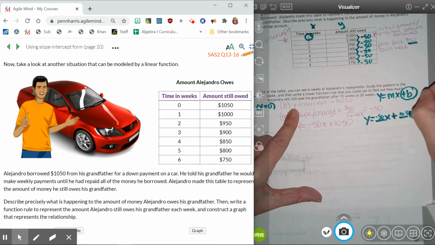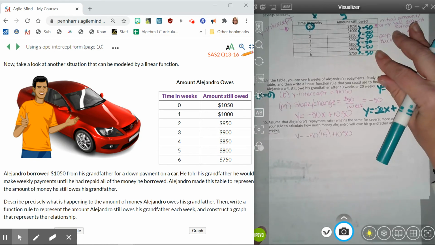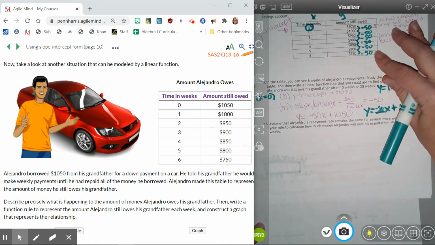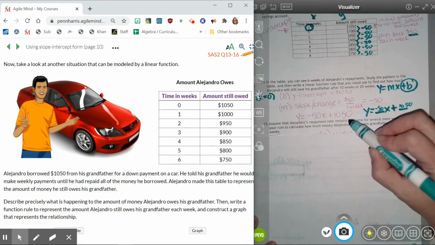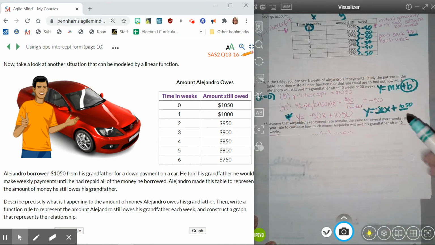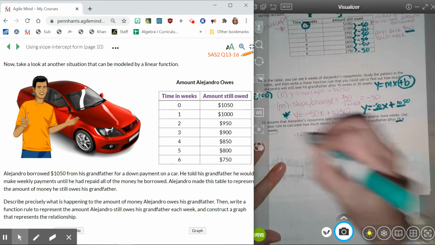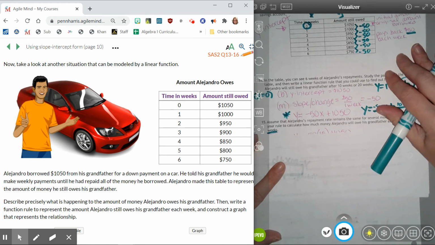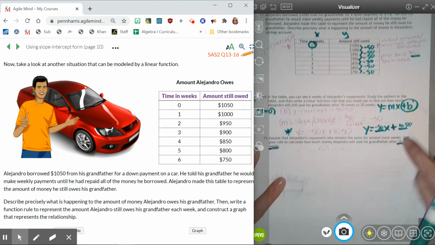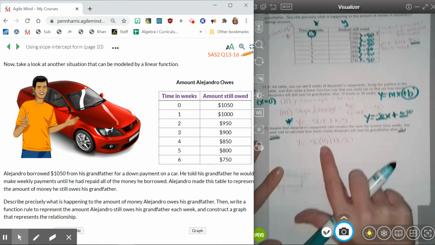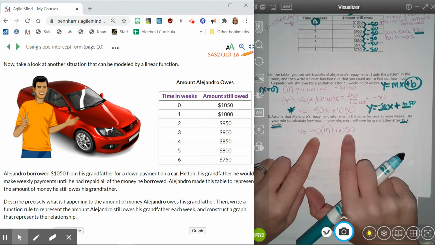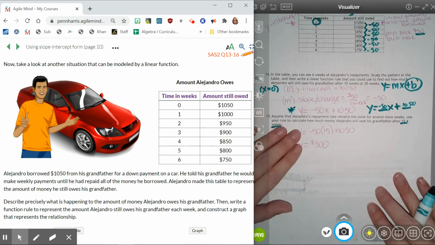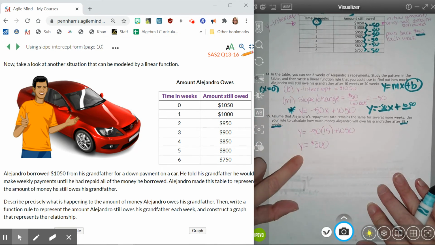So now they want us to assume that Alejandro's rate remains the same for several more weeks. They want us to use the rule that we just made right here and plug it in to find out how much it would be after 15 weeks. So remember, my x is weeks. So that 15 weeks is going to go in the x spot. So negative 50 times 15 plus 1,050. And what I get when I use my calculator is I get $300. And guys, just use your calculator to plug that in here.